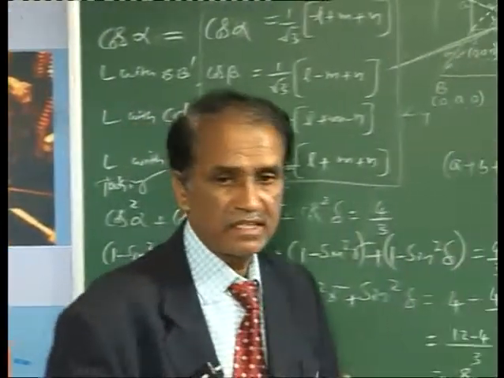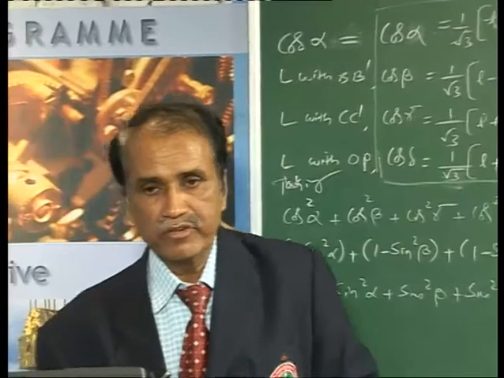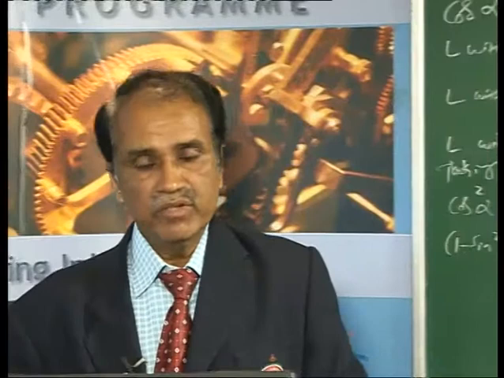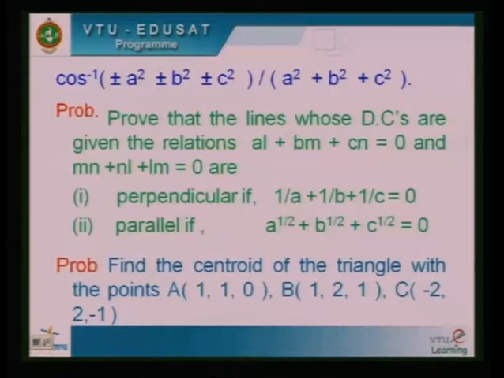Prove the condition for perpendicularity means, as I have explained many times, when two lines are perpendicular, the angle between them is 90 degrees, then cos 90 is equal to 0 always. But here the statement is given, both the answers are given. One is perpendicular if 1 by a plus 1 by b plus 1 by c is equal to 0, and for the parallel condition, a to the power half plus b to the power half plus c to the power half is equal to 0. That means root a plus root b plus root c is equal to 0.